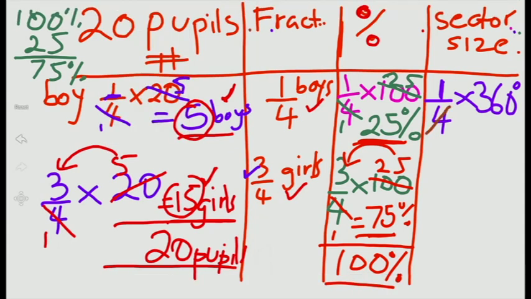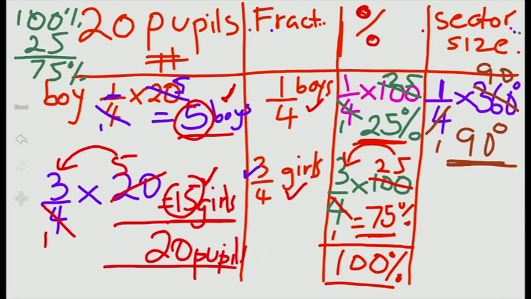So now let us do our divisions, right? How many 4s in 4? 1. How many 4s in 360? There are 90. 90 times 1, that is 90 degrees. That is what we are going to use when we are drawing a pie chart.